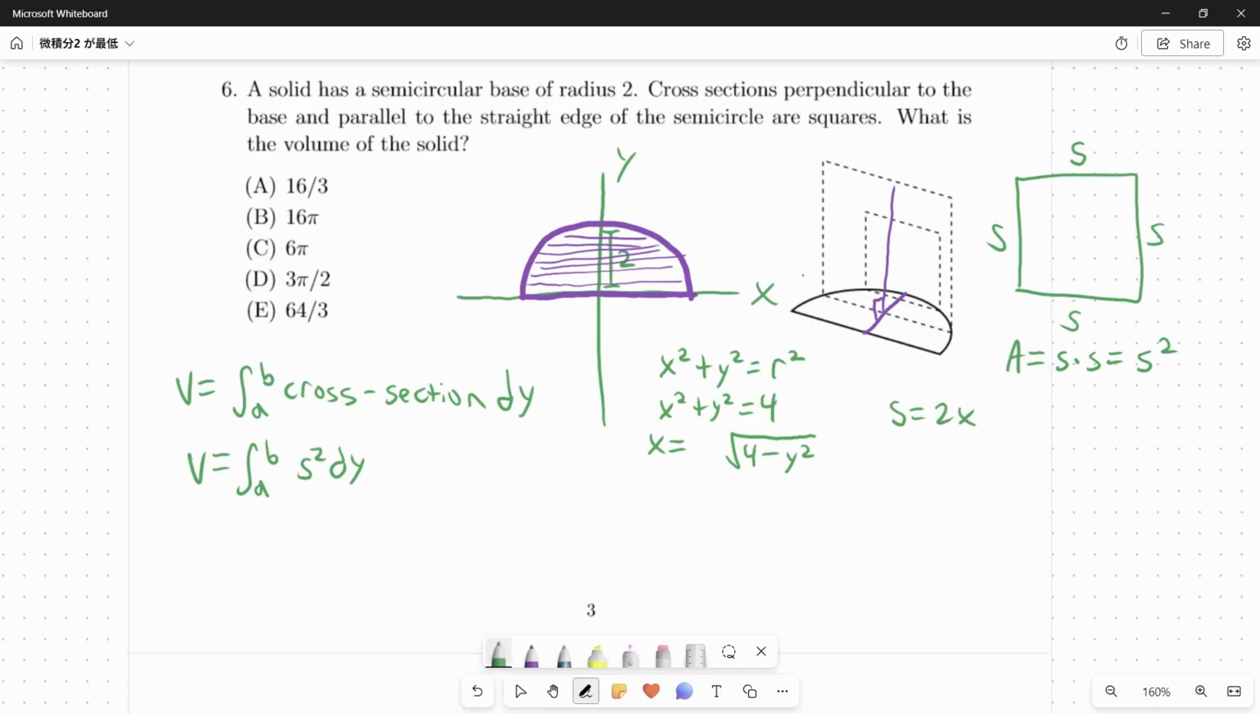And then we can plug that into our volume formula. So we can say that this is going to be equal to the integral from a to b of 2x squared. And then we know that x is going to be equal to the square root of 4 minus y squared.